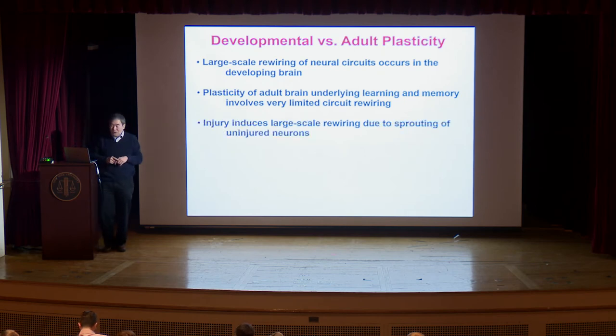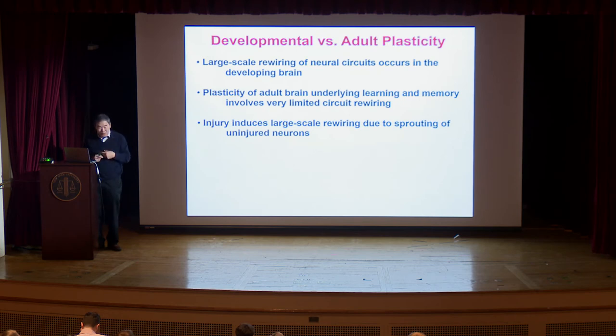But evolution also came up with new things. Now, if you have an injury, you want the circuit to reform to allow functional recovery. So there's a reactive sprouting. Once you have an injury, the intact axons tend to sprout, with increased growth potential. Then they can form new synapses, right?